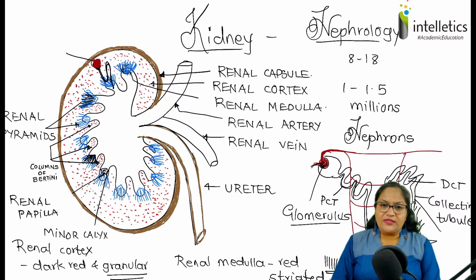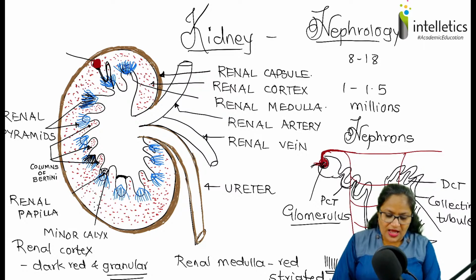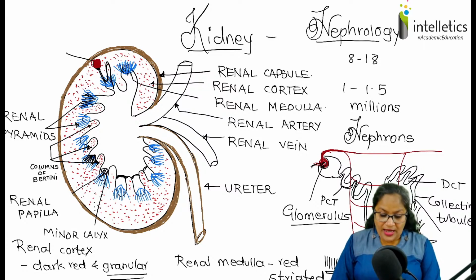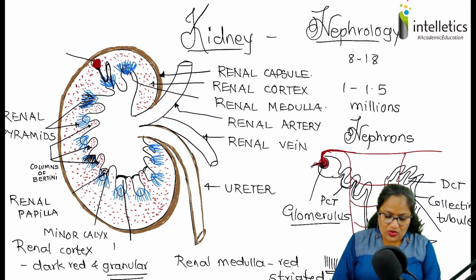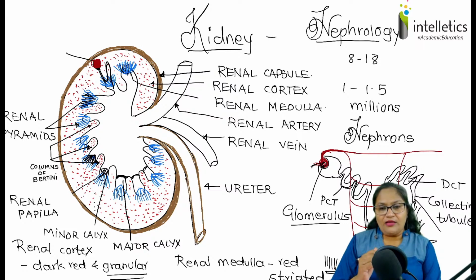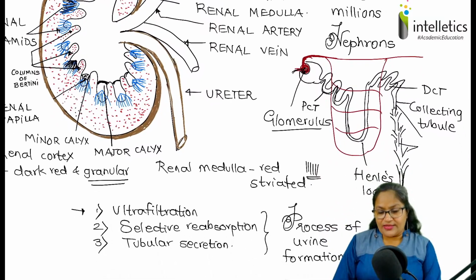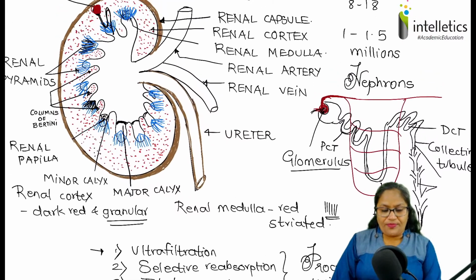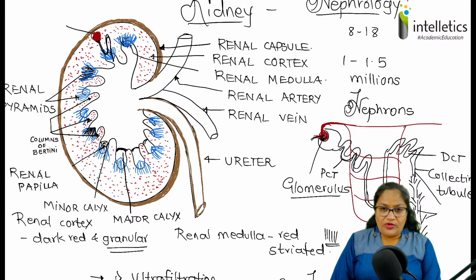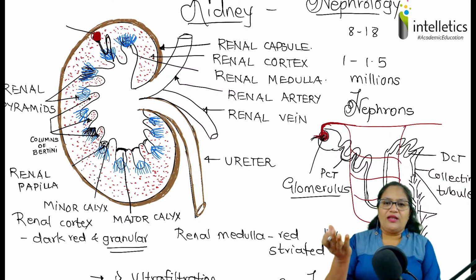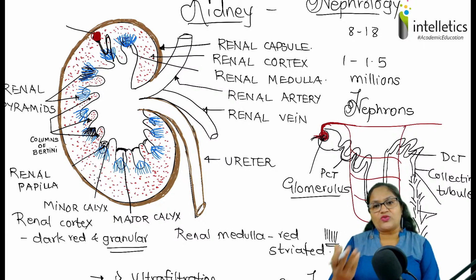So there are many minor calyces, right? Many minor calyces come together and open into a large area. Now I'm pointing this out. This is the large area in which the minor calyces open up, and this large area is called the major calyx. So the urine formed in each nephron will ultimately go through the collecting tubule into the collecting duct. Collecting ducts will open up at the tip of the renal pyramid. This will discharge the urine via the renal papilla into a small space called a minor calyx. Minor calyx opens up into a larger area, the major calyx.